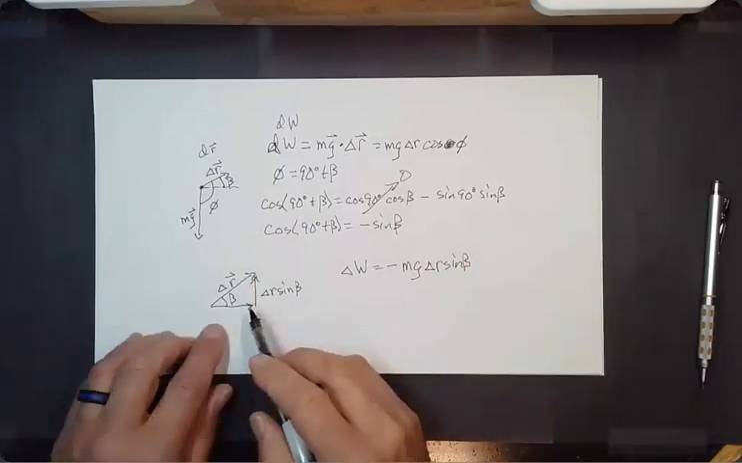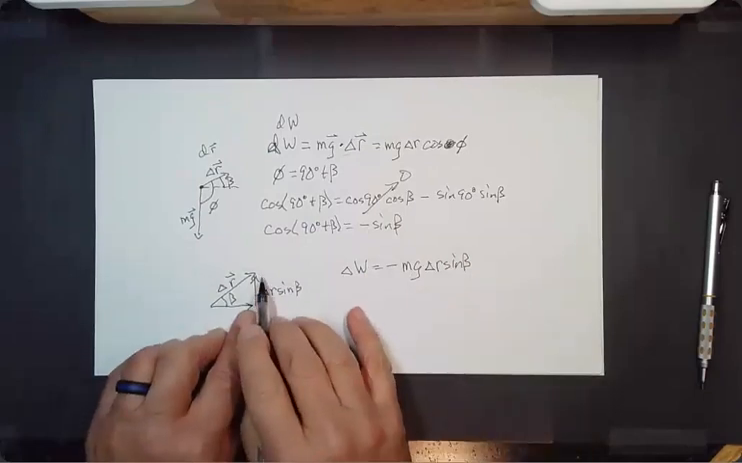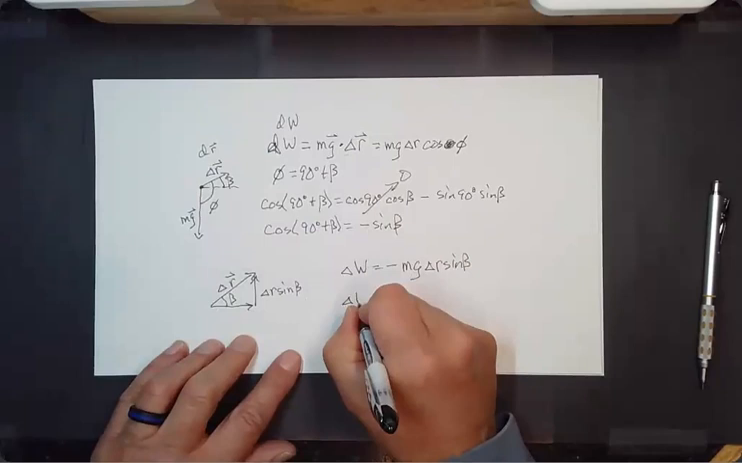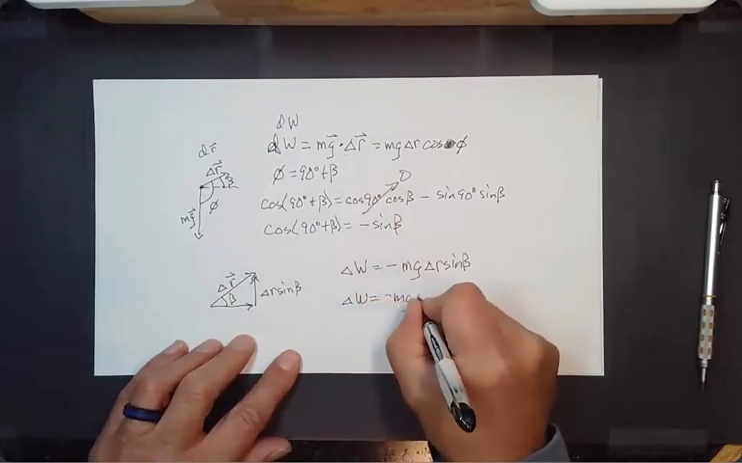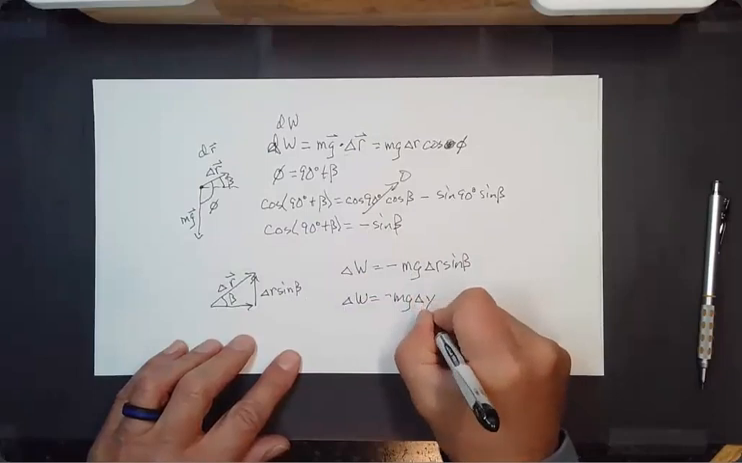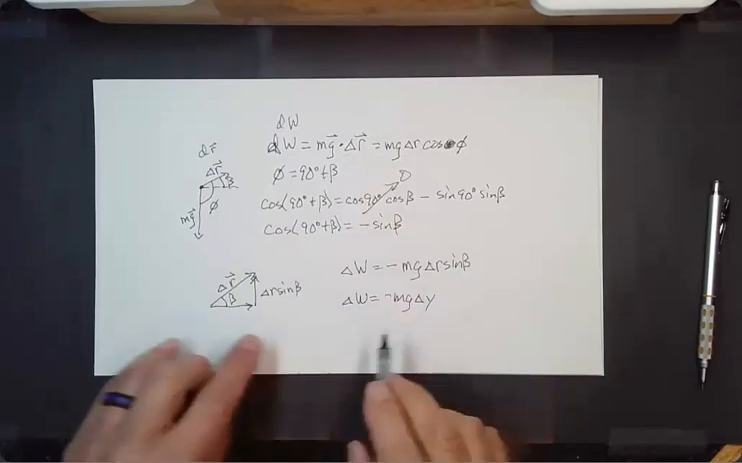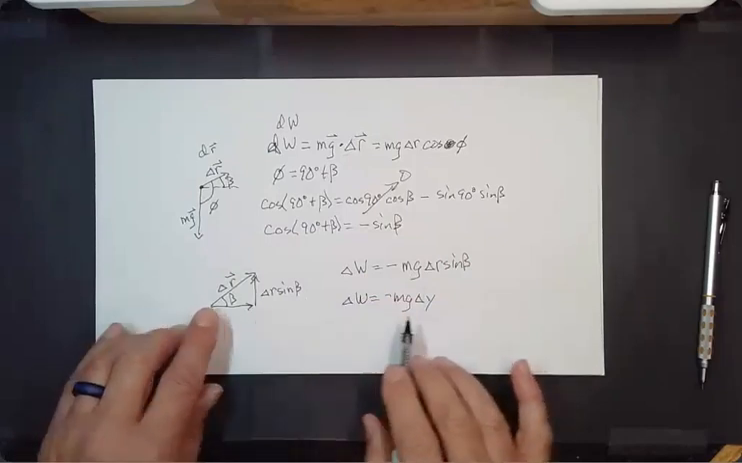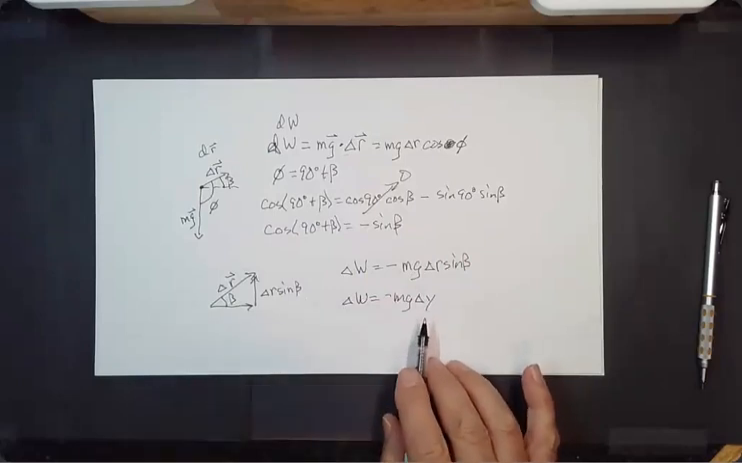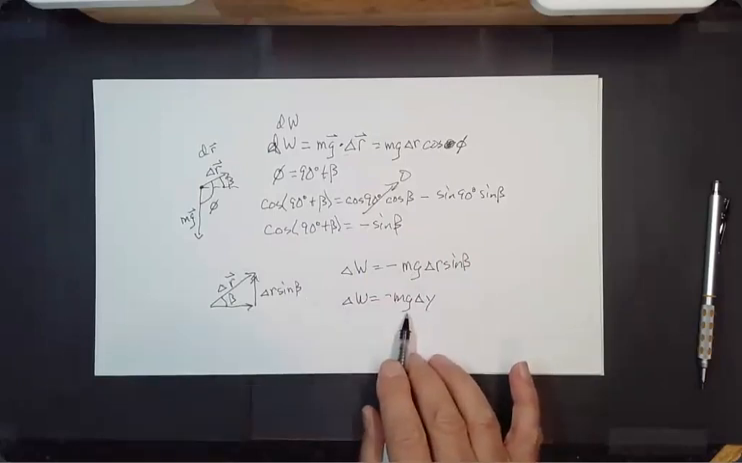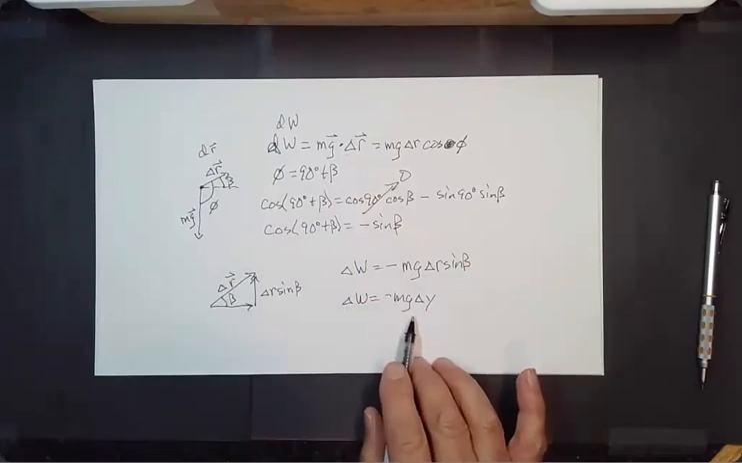Okay, and I just defined beta to be that, but delta R sine beta is just delta Y. So delta W is minus mg delta Y. Okay, that's just the height that it increased by. The horizontal motion doesn't matter at all in figuring out this work. Turns out the work that's done by the gravitational force is independent of the path you're taking.